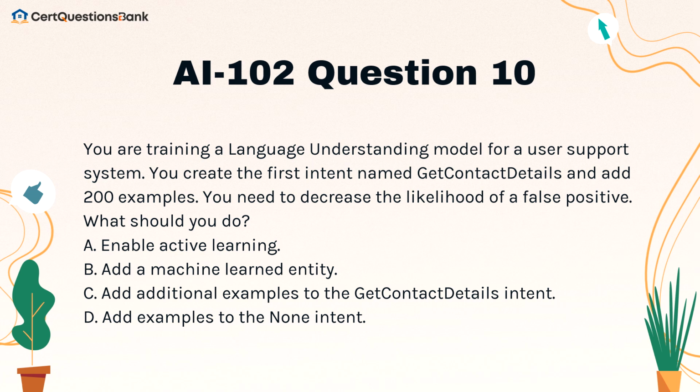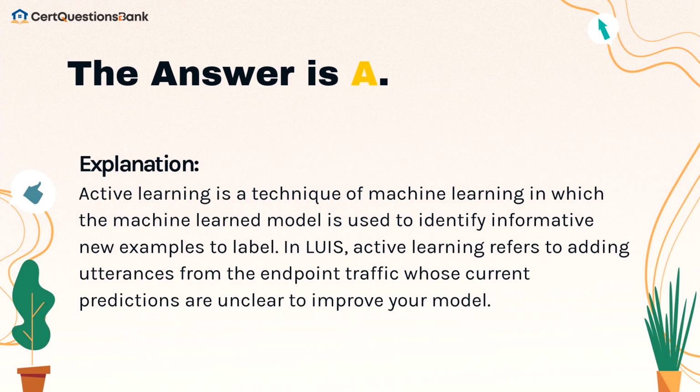A. Enable active learning. B. Add a machine-learned entity. C. Add additional examples to the Get Contact Details intent. D. Add examples to the None intent. The answer is A.